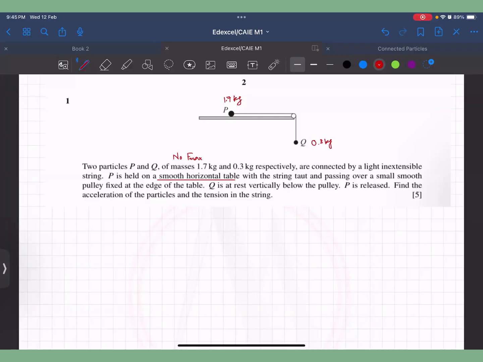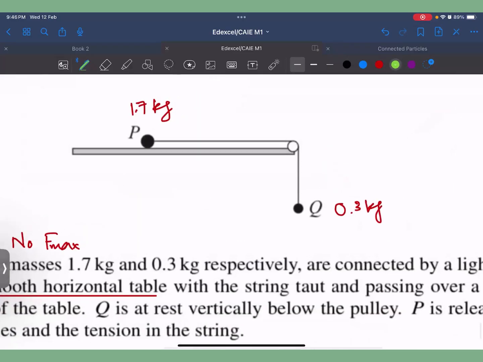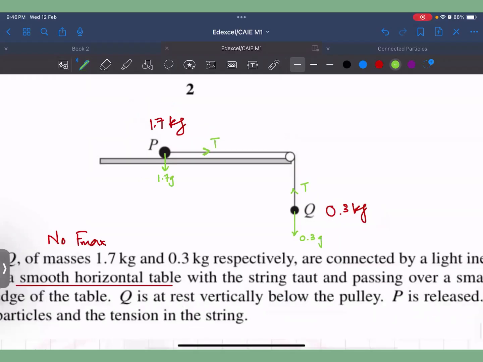So easy, 5 marks. We first have to assess all of the forces that are acting. Q has its weight vertically downward, 0.3 G, and a force of tension upwards. The weight of P is downwards, 1.7 G, and tension is pulling it to the right side. P is not going to move up and down, so we don't need to resolve the forces on P in the vertical direction, because T acts horizontally. There is only one force pulling P towards the pulley, that is the tension.